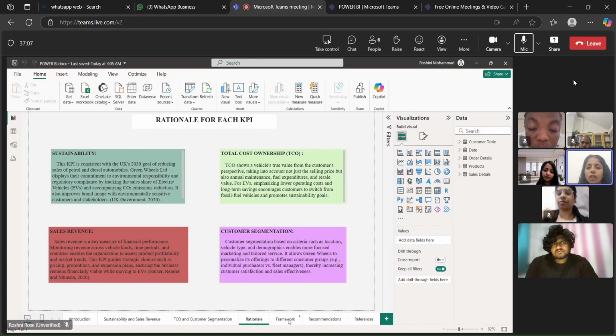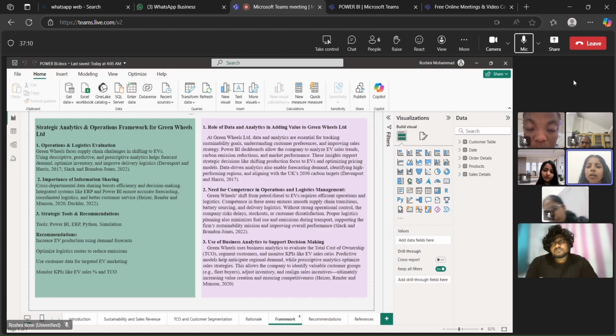Operations and logistics evolution: analytics-driven forecasting and optimizing enhance supply chain efficiency as Green Wheels transitions to EVs. Importance of information sharing: integrated data systems enable accurate forecasting, streamlined logistics, and improved cross-functional decision making. Strategic tools and recommendations: use tools like Power BI, ERP, and Python to forecast demand, optimize EV logistics, personalize marketing, and monitor key performance metrics.